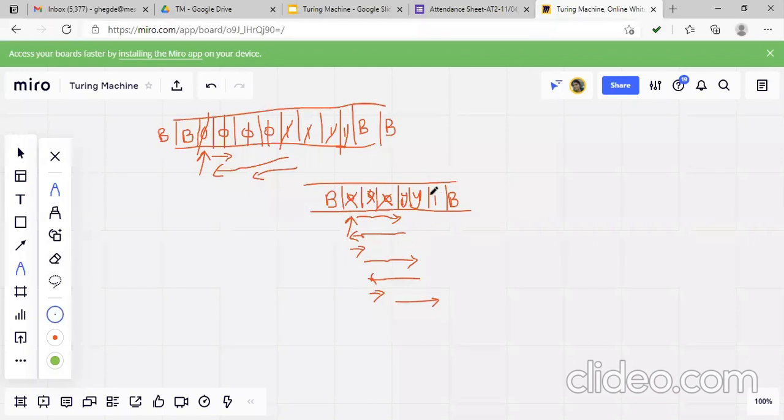Mila, isko y karo and move left again till you get a x. Why are we moving left again till we get a x when we have completed all zeros and ones? Because the machine doesn't know ki saare zeros ho gaye hain, saare ones ho gaye hain. It has to check it, right? So just move left till you get a x.